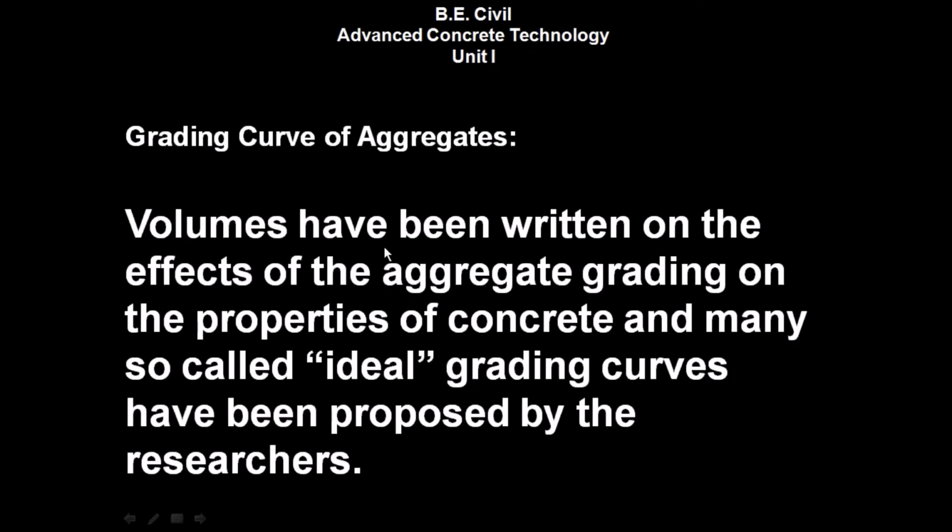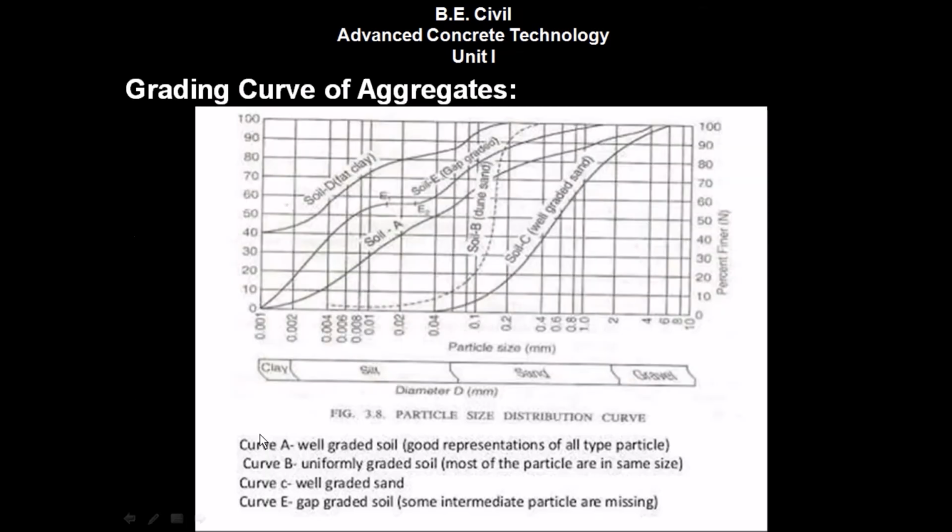Volumes have been written on the effects of aggregate grading on the properties of concrete, and many so-called ideal grading curves have been proposed by researchers. So here we will see the grading curves of the aggregates. Here the curve A is the well graded soil, a good representation of all types of particles. So this is the curve A.